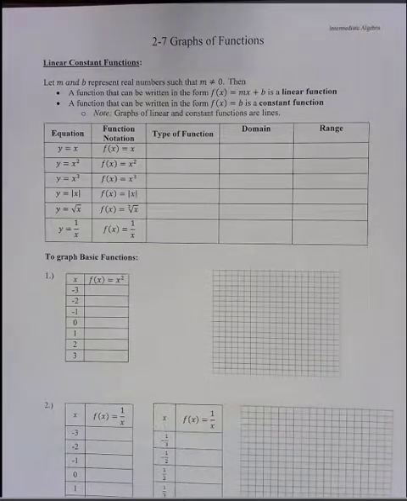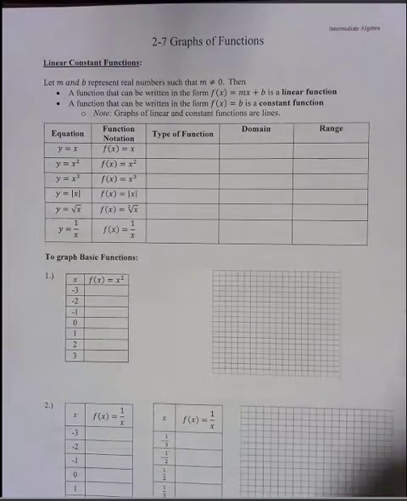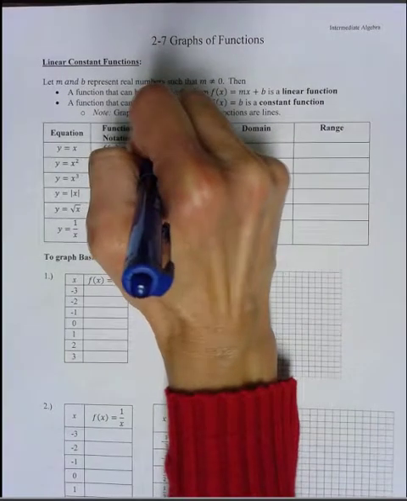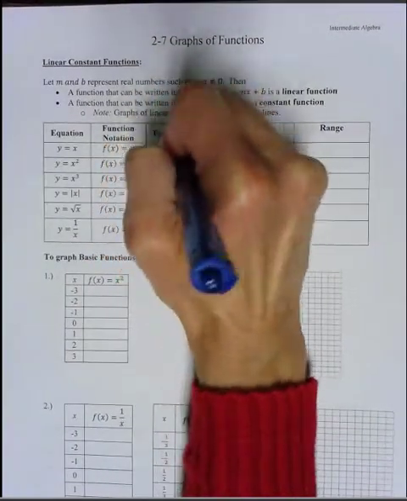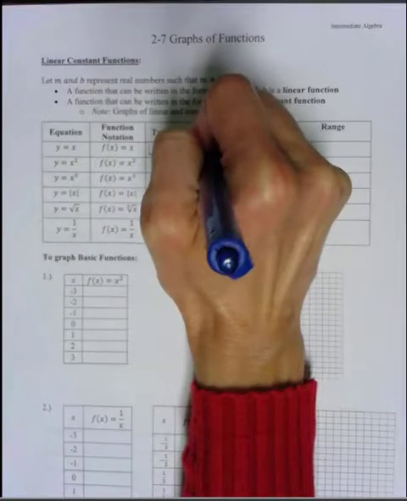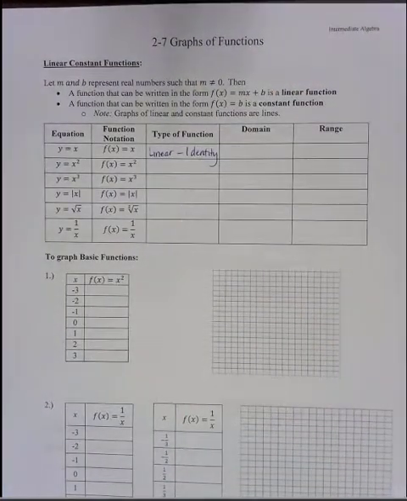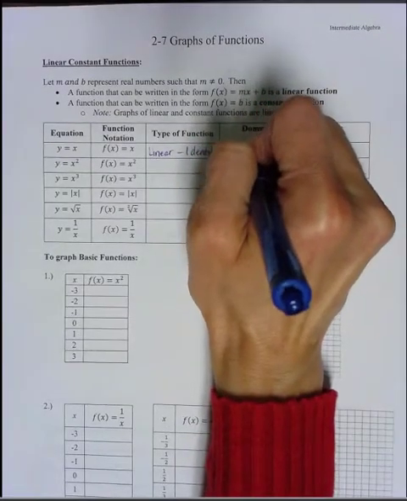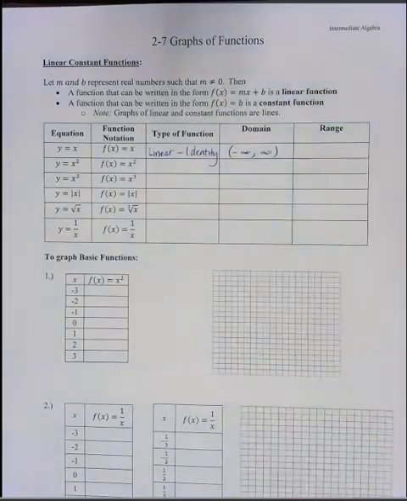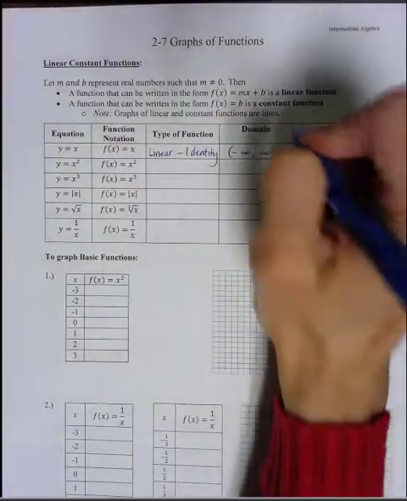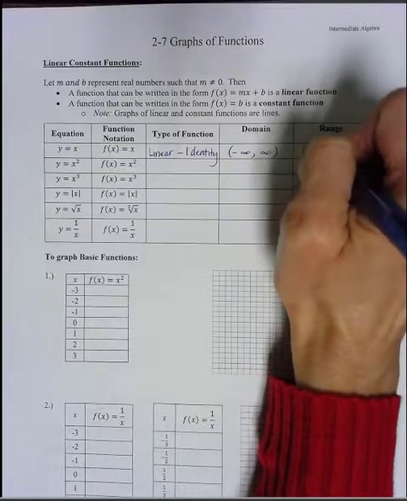So the first one is y equals x, or f of x equals x if we use function notation. And this, of course, you recognize as a linear function. Specifically, this is known as the identity function. Okay, and so we would go ahead and look at a graph of this. The line y equals x has an unlimited domain, which means all real numbers, and its range is also the same.